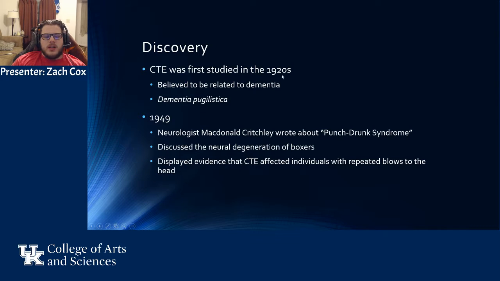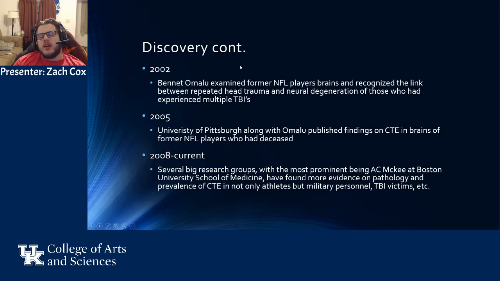So CTE was first discovered in the 1920s, and it was first examined by a guy that was researching boxers and how they exhibited dementia at a younger age than most typical clinical data. Now, in 1949, a neurologist named McDonald Critchley wrote more extensively on punch drunk syndrome and characterized the neural degeneration of boxers, and it created that first link between CTE and repeated blows to the head. And now, more recently, there's a huge gap within the research timeline of CTE. But in 2002, Bennett Omalu examined former NFL players and their brains and recognized the link between the head trauma they had experienced and neural degeneration.